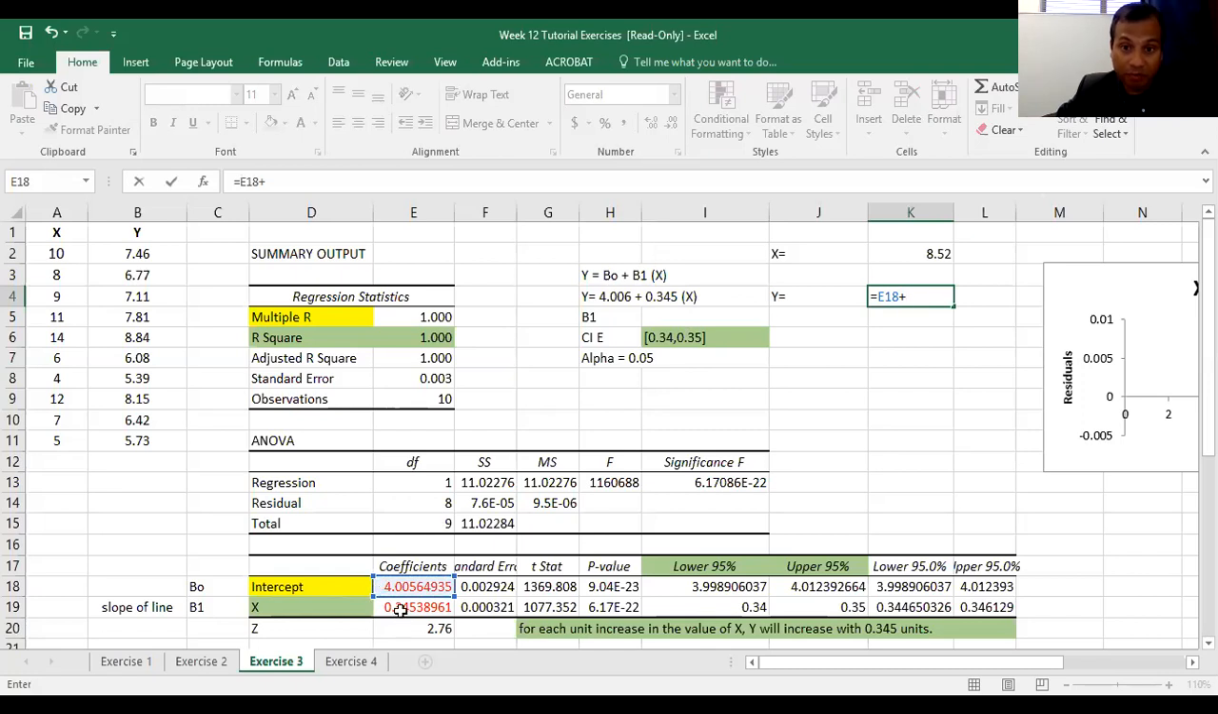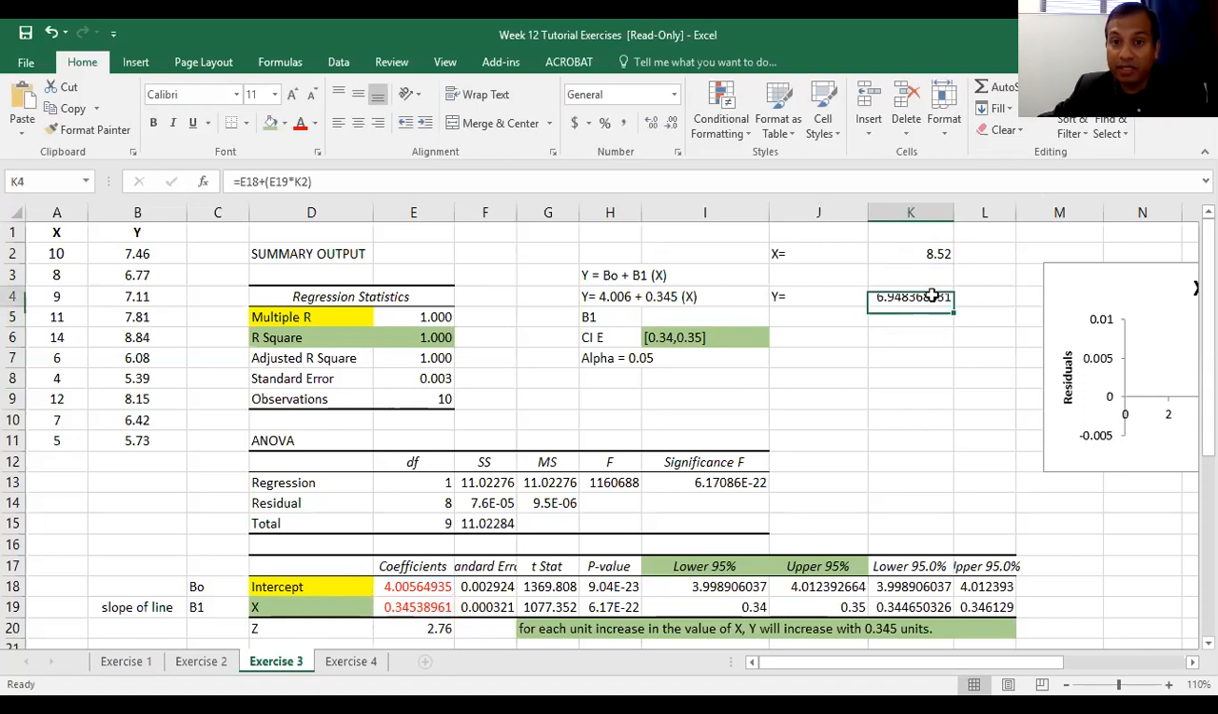So this is 345. I'm clicking here, E90. And then into the X value, 8.52, so I'm selecting K2. It's better to put these two together. I always suggest this if you're doing the Excel sheet, but for the exam, you will not do this.